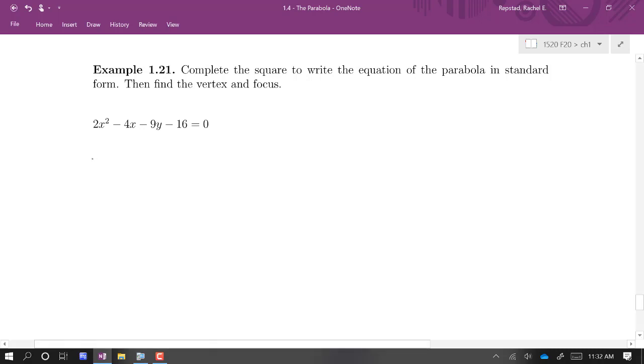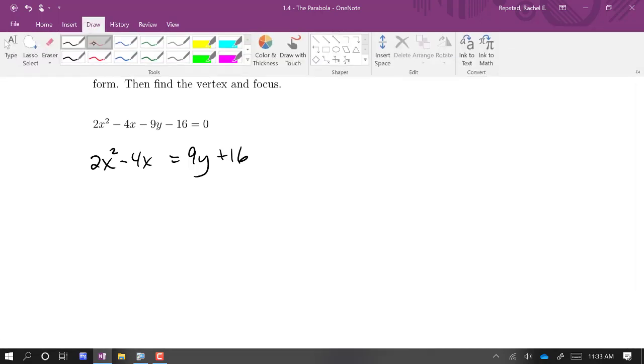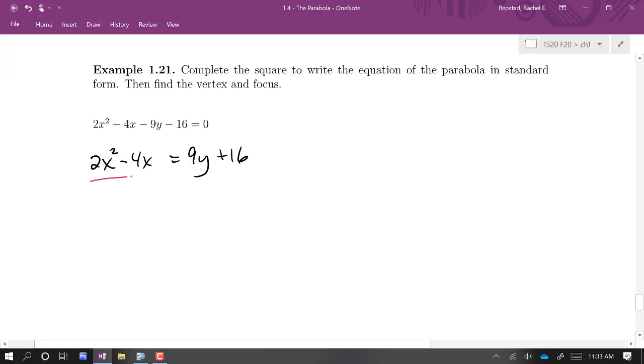And we're going to start out by getting the x squared and x by itself and moving the y and the constant term over. So I've got 2x squared minus 4x equals, what, 9y plus 16. Now I want to complete the square on just plain old 1x squared, not 2x squared, so I'm going to divide through by 2. So I get x squared minus 2x, and I'm going to leave room for the magic. And then on the other side I got 9 halves y plus 8.